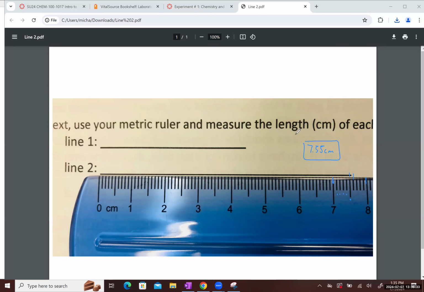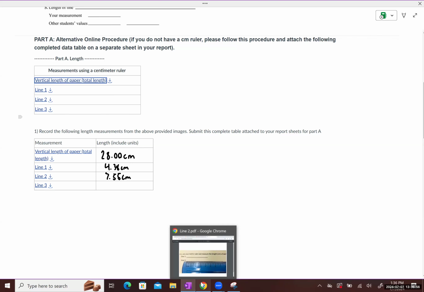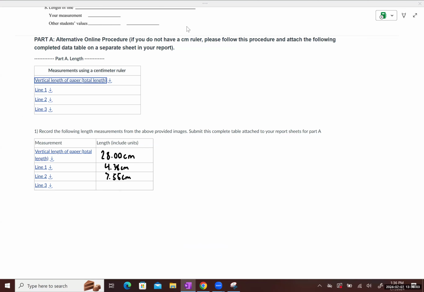Again, certain digits are these first two. The estimated digit is this last digit. Okay, so let's transfer this measurement onto our report sheet. 7.55 centimeters. Okay, now we're ready to look at our third line.